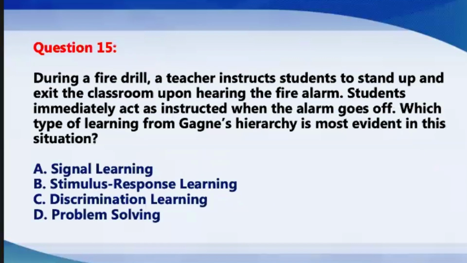Question 15. During a fire drill, a teacher instructs students to stand up and exit the classroom upon hearing the fire alarm. Students immediately act as instructed when the alarm goes off. Which type of learning from Gagne's hierarchy is most evident in this situation? A. Signal learning. B. Stimulus response learning. C. Discrimination learning. Or letter D. Problem solving.